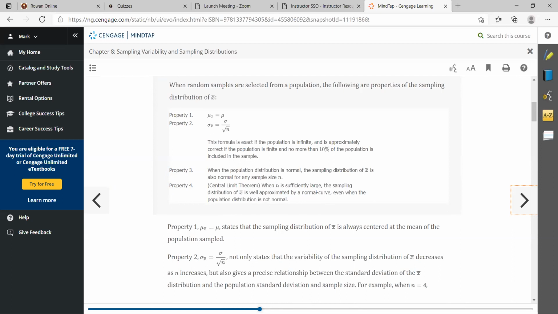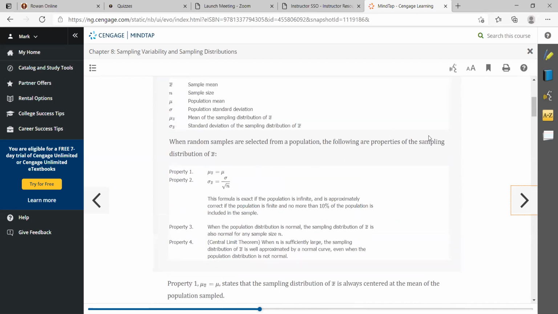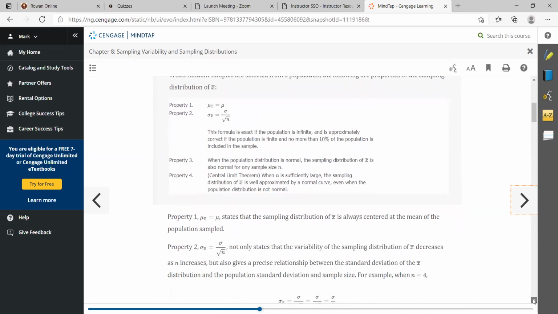Now, when is n sufficiently large? When n is at least 30. Remember, these 4 properties are for the sampling distribution of x bar only. Only x bar. When we get to proportions, it'll have its own set of properties, which we'll look at.